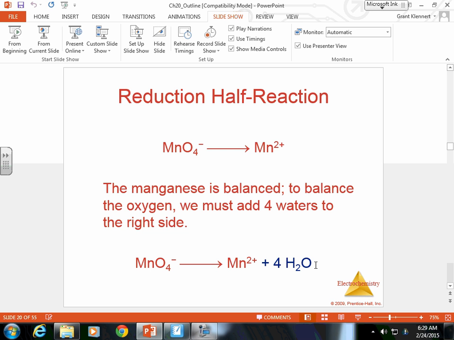Next up, if we look at MnO4 going to Mn plus 2, our Mns are balanced. The next thing that we need to do is balance our oxygens. When we balance our oxygens, we're going to have to add 4 waters. Remember, in electrochemistry, when we balance our oxygens, we add water. So we have 4 oxygens here. We're going to add 4 waters to the equation.